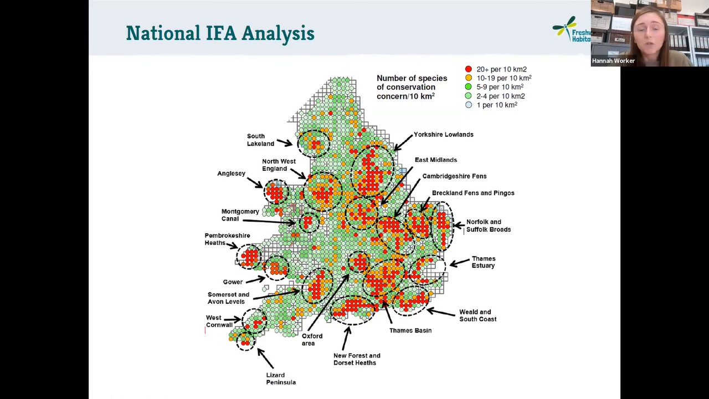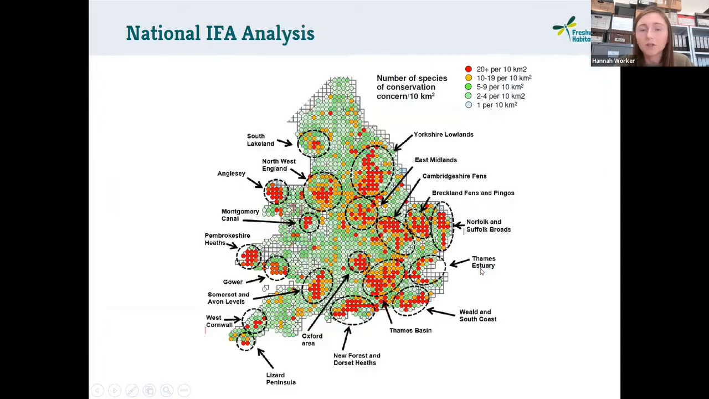Yes, and lastly, just to talk about the national IFA analysis. You can scale it down, and you can scale it right up again. So this is looking across all of England and Wales. I think they would have liked to have done Scotland as well, but we had to draw the line somewhere. And so you can see the Oxfordshire area has been pulled out as an IFA. You've got the Norfolk Broads, Yorkshire, the Lowlands, and you've got the New Forest down here. So lots of key areas across the landscape.